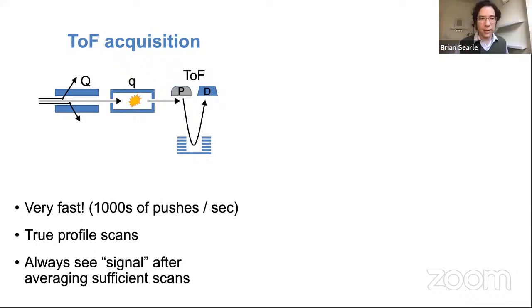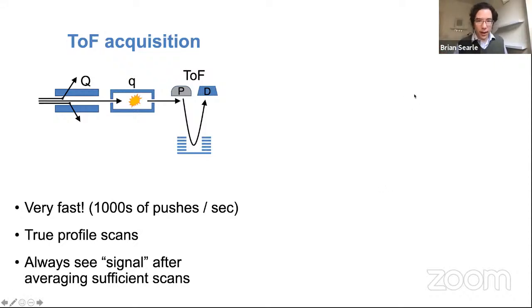The other advantage of this is you get real profile scans for every different type of peptide, so you're always going to see signal after you've analyzed enough of these pushes. But one disadvantage of this approach is that the pushes happen so fast that you actually aren't looking at that many ions at any given time point. If you're looking at a millisecond kind of scan, 1 over 1,000 seconds to accumulate ions and put them into the TOF, that's not very many ions, realistically.